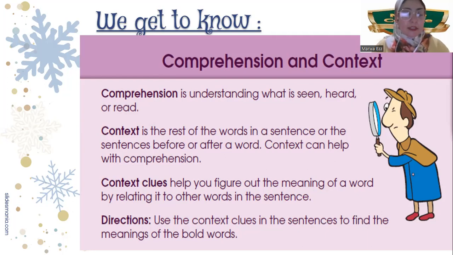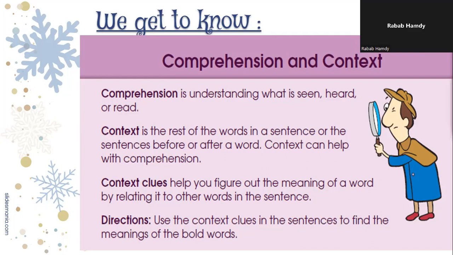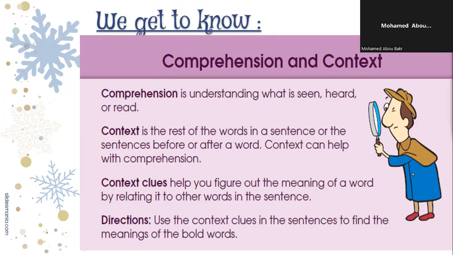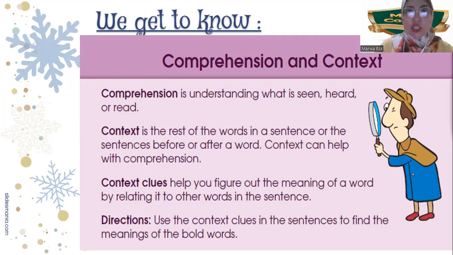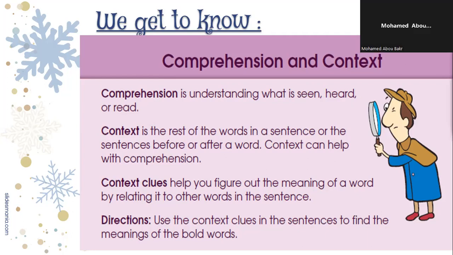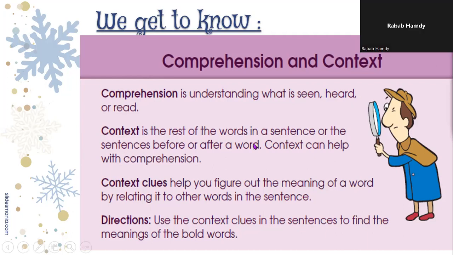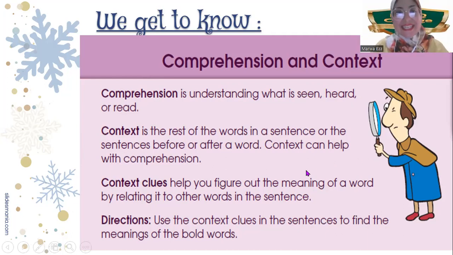This is the most common type of question in reading SAT tests: how to underline or choose the right answer for vocabulary in context. It depends on your comprehension and the context clues you see in the sentence, the words that come before and after the word. Comprehension is understanding what's seen or heard or read in the passage or the sentence. The context itself is the rest of the words in the sentence before or after the bold word you are going to guess and identify the meaning.